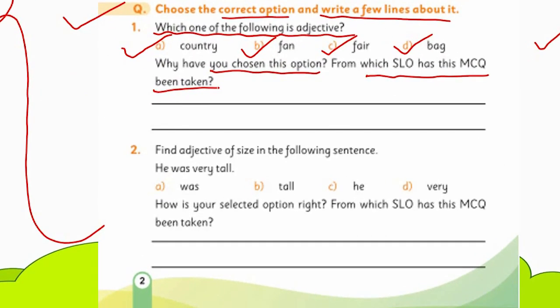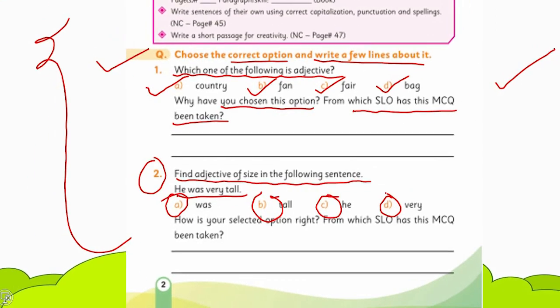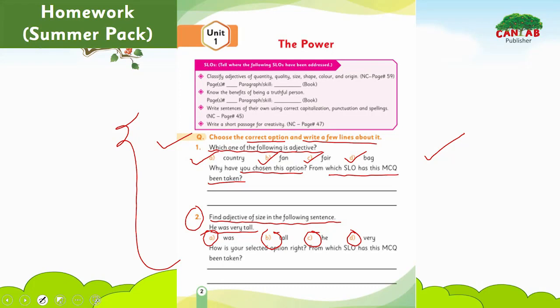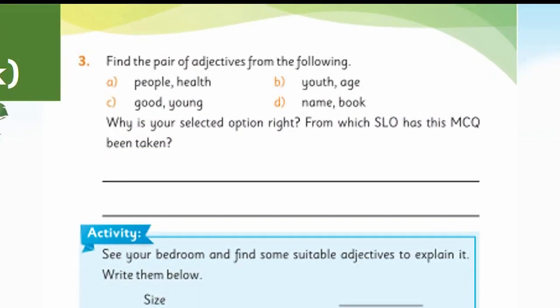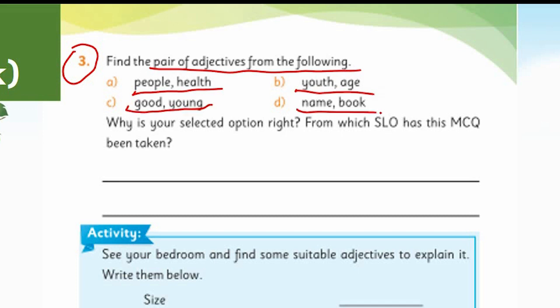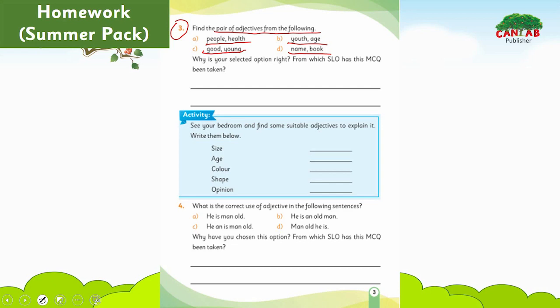In the same way, the second one is, find the adjective of size in the following sentence. He is very tall. This is very easy as you have practiced previously. Again, the third one is, you have to find the pair of adjectives from the following: people, health, youth, age, good, young, name, book. Very easy. And here is an activity, a beautiful activity. You have to see your bedroom and find some suitable adjectives of size, age, color, shape and opinion.